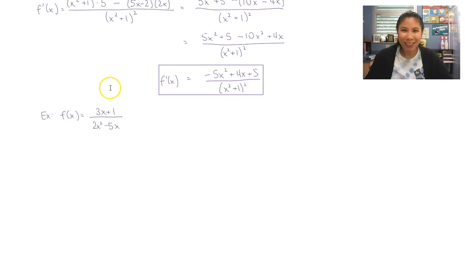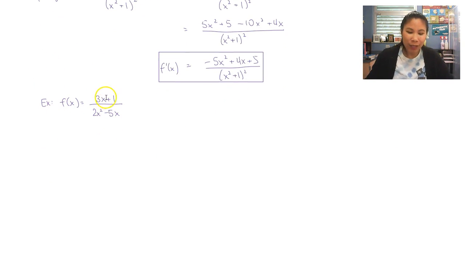Let's do another example. So this time I've got 3x plus 1 over 2x squared minus 5x. So again, clearly in need of the quotient rule because I've got things being divided. So I'm going to find the derivative of the top, which is 3. And then the derivative of the bottom should be 4x minus 5.